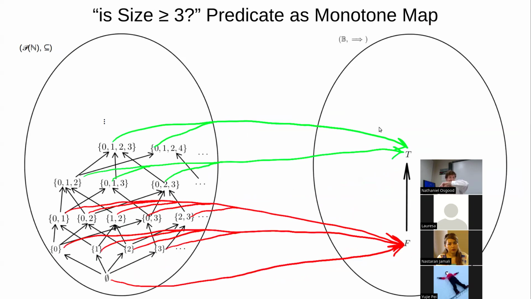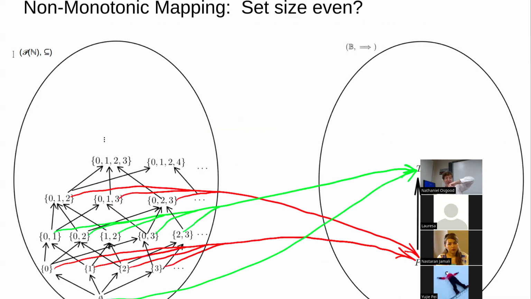How about size greater than 3? Is that order preserving? Yes, because Jeff got the key point. If you're greater than or equal to 3, all the ones above you are going to be greater than or equal to 3 too. Okay. Set size even, is this monotone?